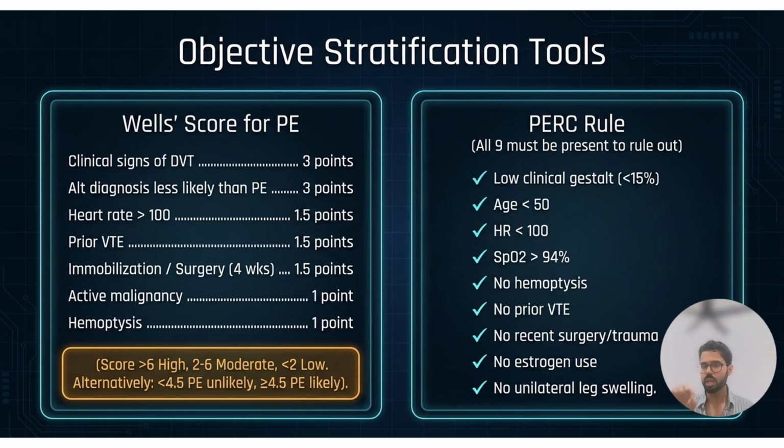Now, when we're looking at low risk, then we can apply the PERC rule, because if all 9 of the following criteria, which is your PE rule-out criteria, are all met, then we can effectively rule out the possibility of a PE. One is your low clinical gestalt, so low clinical impression.